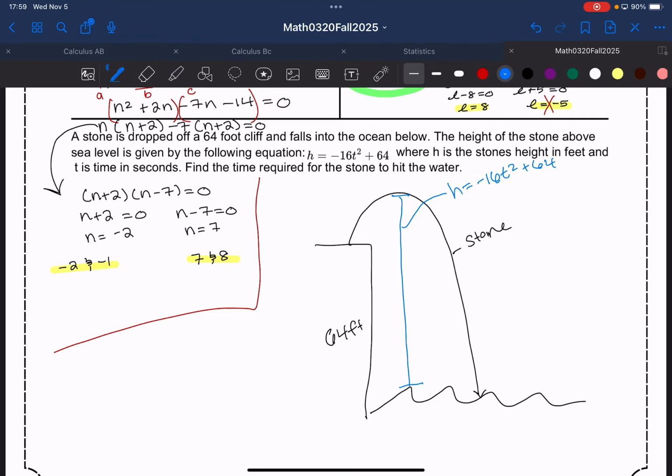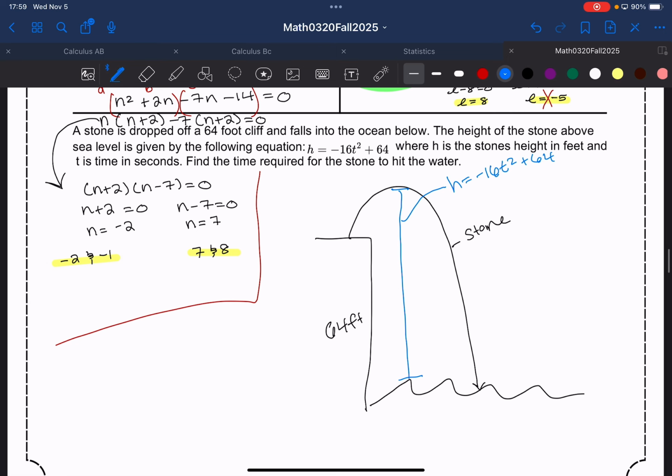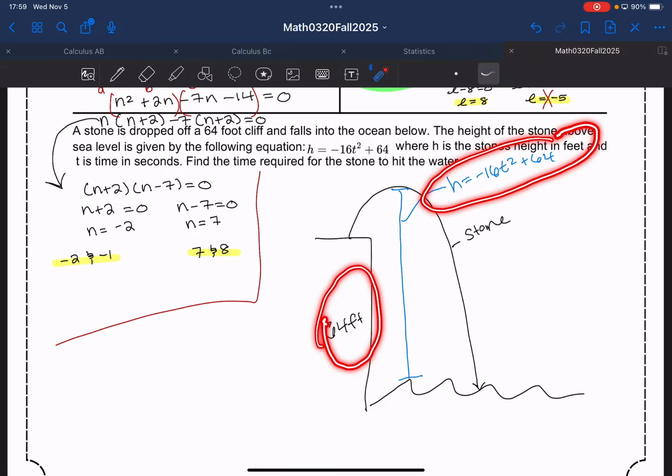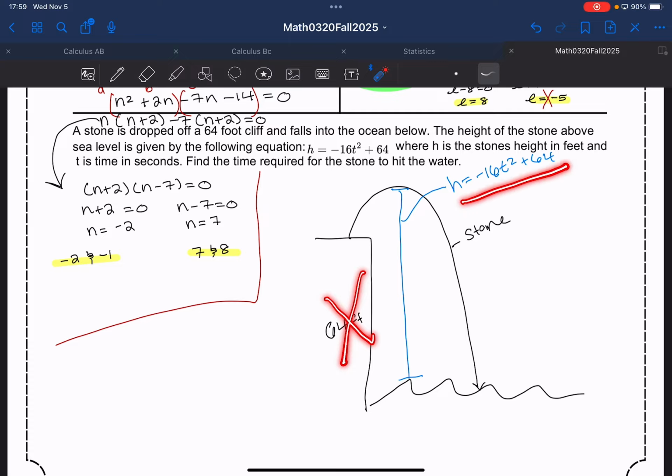Here, when looking at these type of problems, we have to figure out what is relevant to us. We did label that this cliff was 64 feet tall. But notice they already added that height into the equation. So they already added the plus 64. So technically we don't need this information because they already gave us the equation for it. Then it's saying find the time required for the stone to hit the water.